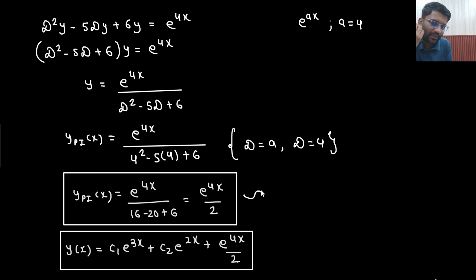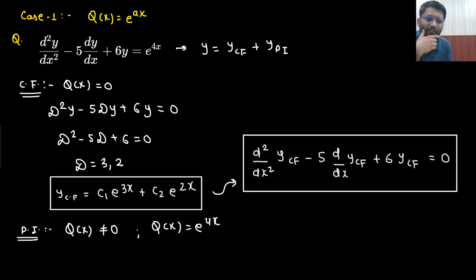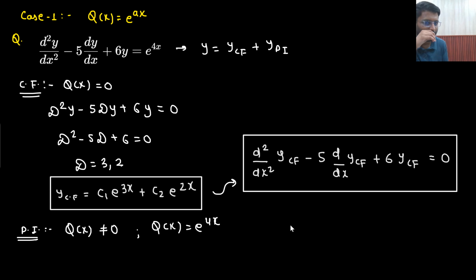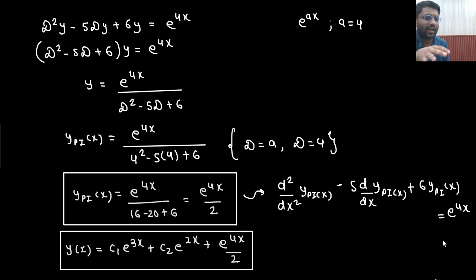So whatever PI you are getting, if you put that in the equation, which is d square by dx square of PI of x minus 5 d by dx of PI of x plus 6 times PI of x, then the answer would come out to be e to the power 4x. That means it will satisfy the equation. Are you able to understand this point or not? CF means the right hand side would be equal to 0. PI means I alone am sufficient to satisfy. Both combined will also satisfy. Here you can put C1 equals 0 as well, you can put C2 equals 0 as well, and both together 0 also.